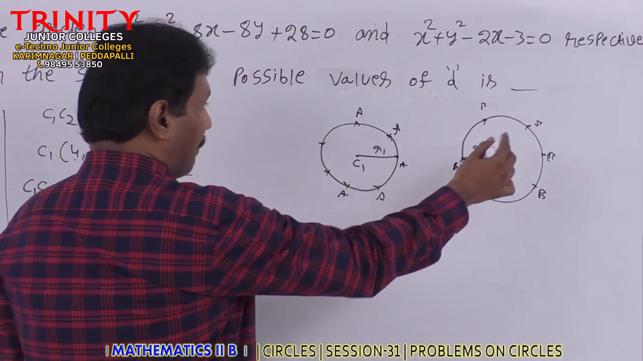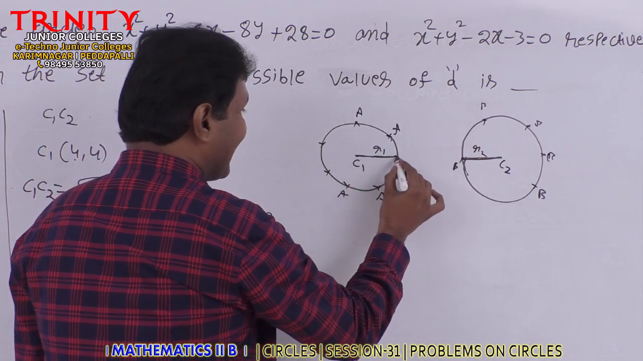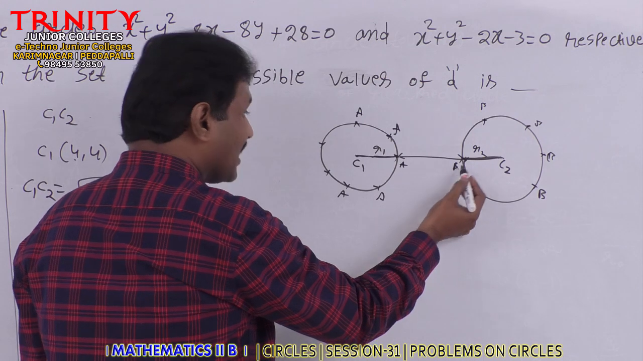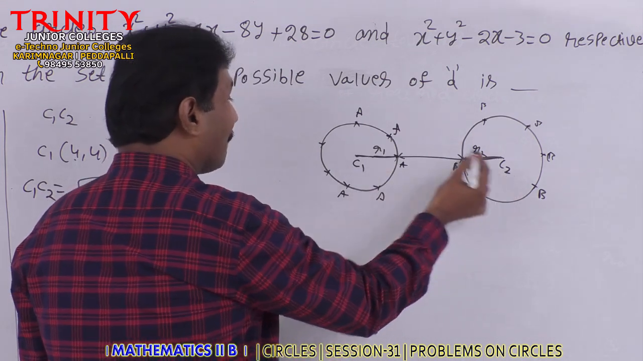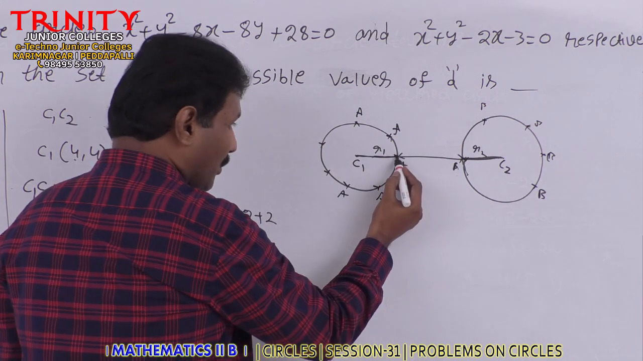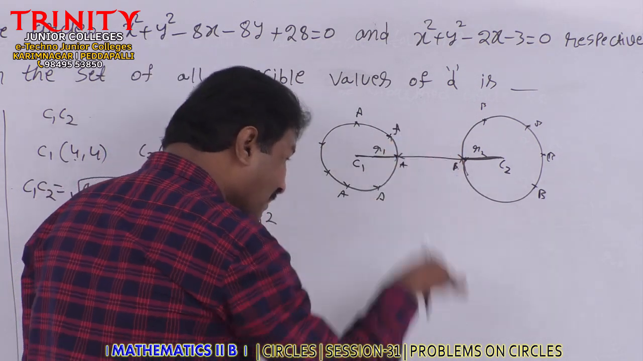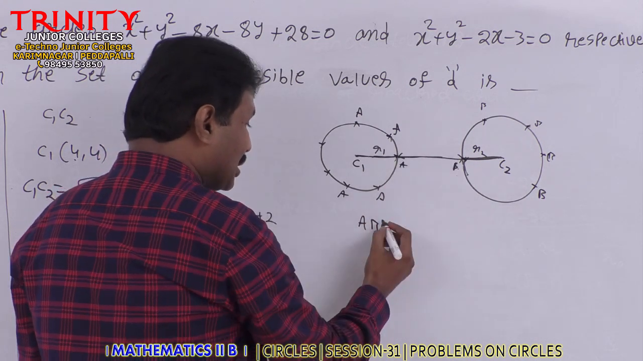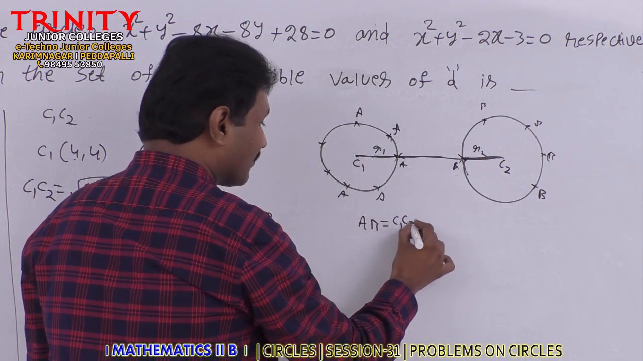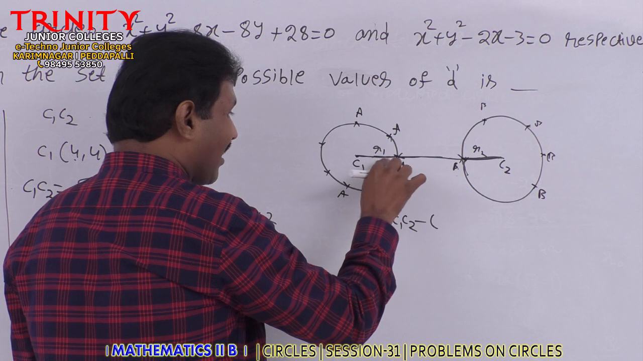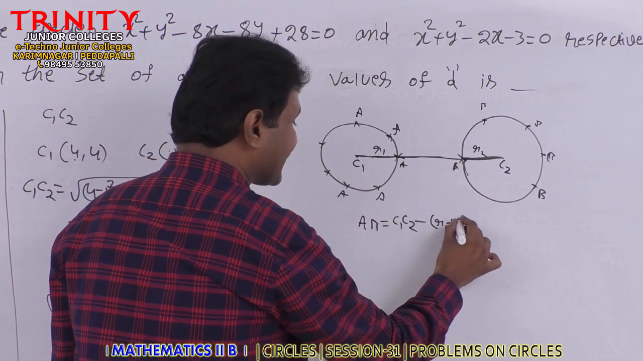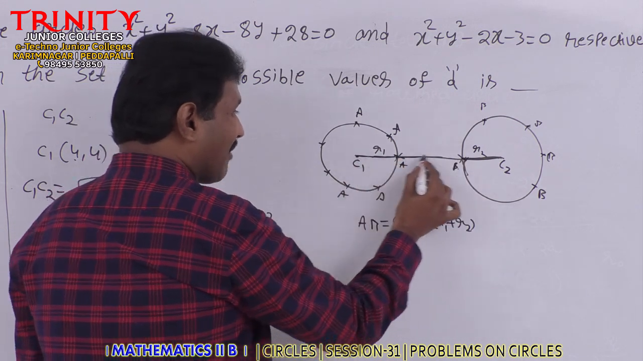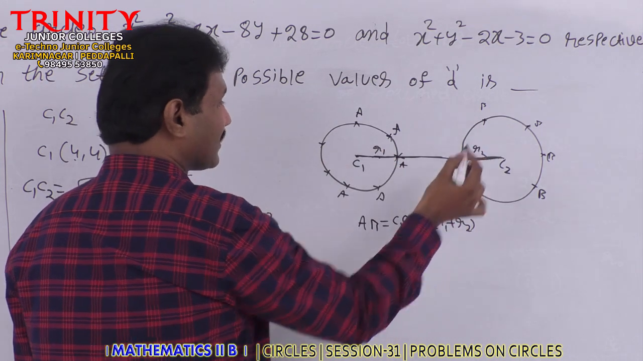That means this is the length C1C2. Suppose A is here and B is here; that is the minimum distance. The length AB equals C1C2 minus (R1 + R2). So the distance AB is C1C2 - R1 - R2.